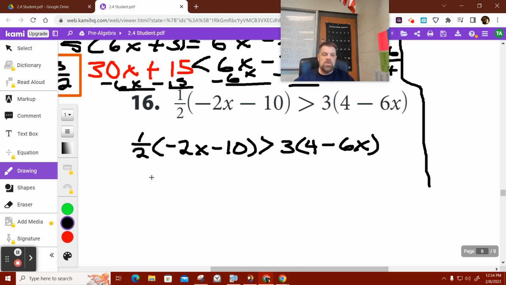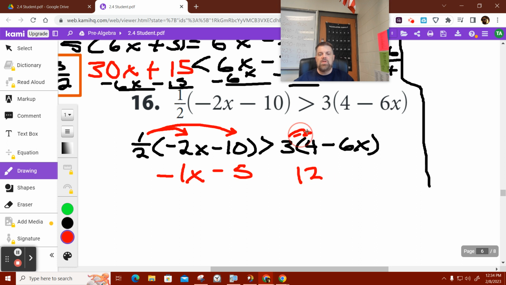So what we're going to do is we're going to do the distributive property. So what's 1/2 of negative 2x? Take a guess. Negative 1x. What's 1/2 of negative 10? Negative 5. See how easy that was? What's 3 times 4? 12. What's 3 times negative 6x? Negative 18x. Okay?